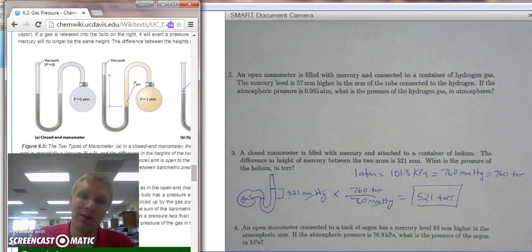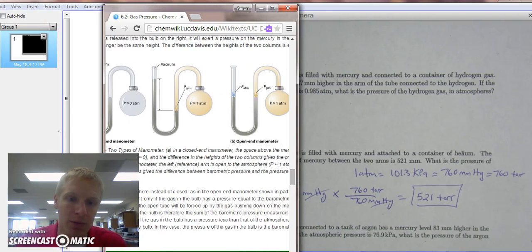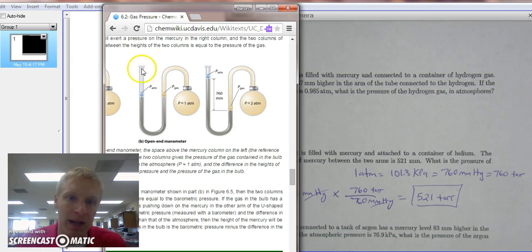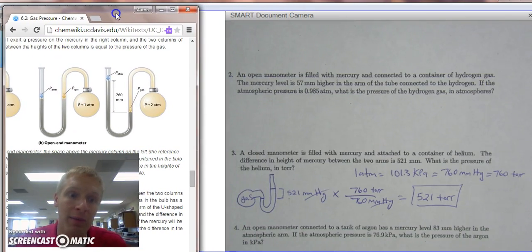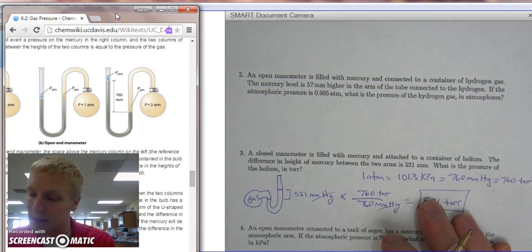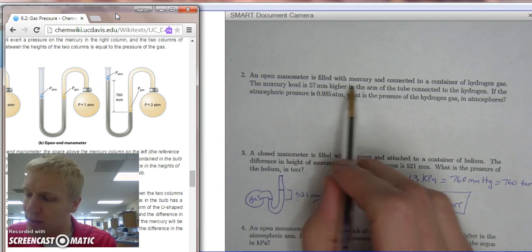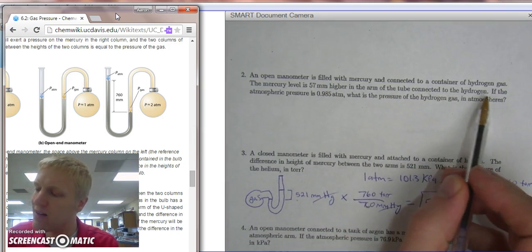But what if we want to do something a little more difficult, such as an open manometer? A nice little picture of an open manometer. Move it over here. Oh, there's an open manometer. The difference is this guy is open to the atmosphere, so therefore the atmospheric pressure is going to have a direct impact on our gas pressure. So it says an open manometer, let's do number 2, is filled with mercury and connected to a container of hydrogen gas.